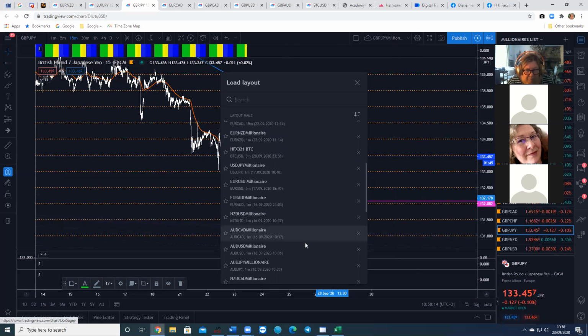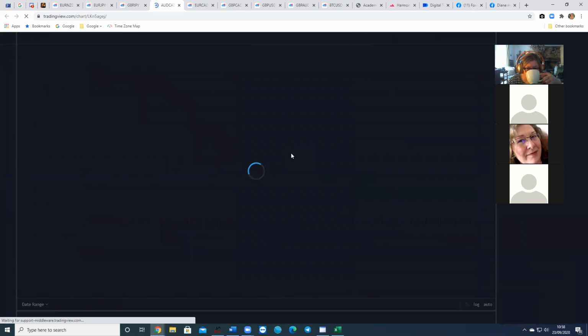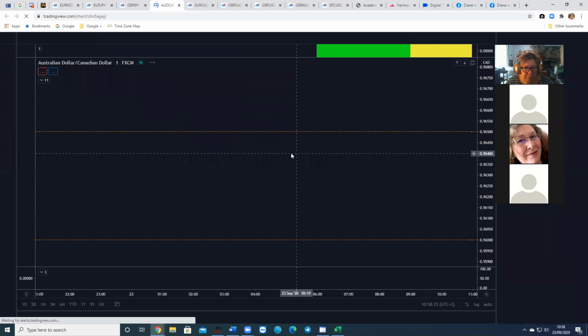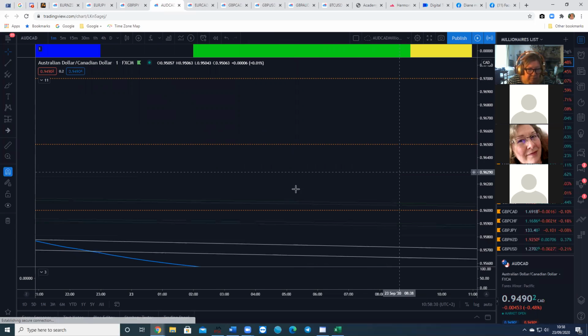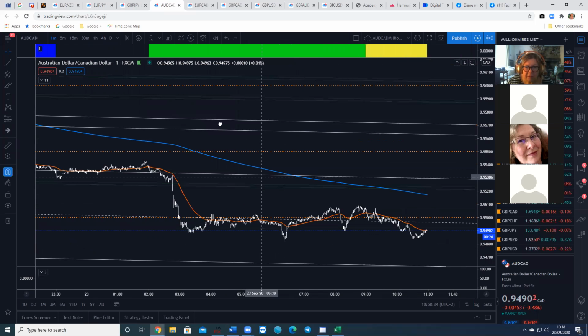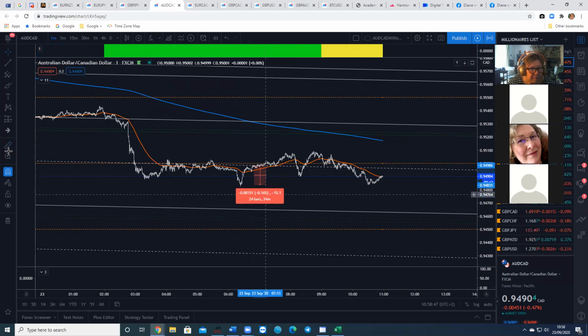AUD CAD. Let's move on to USD CAD. We've got the news in the afternoon. Let's look at AUD CAD. Nice steady pair. So I don't know if anyone's taken any trades this morning. Again, a slower pair. The whole of Tokyo, it's only done, what, about 20 pips or so. That's 16.